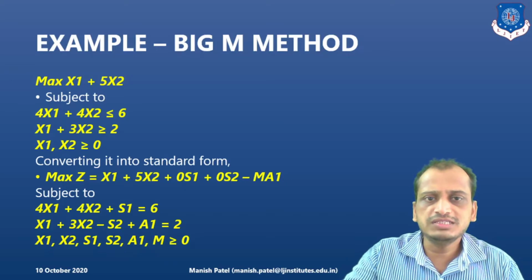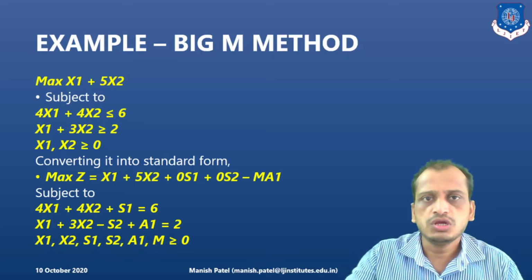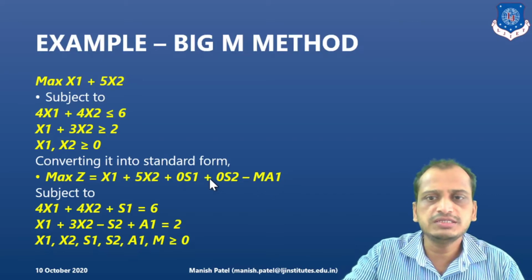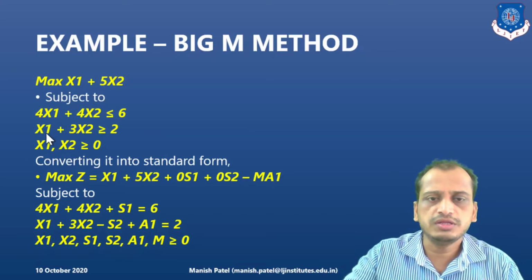So if you convert this into a standard form, x1 plus 3x2 minus s2 plus a1. Why have we introduced a1? Because this is an artificial variable we have introduced so that its contribution in the objective function is nullified with the introduction of minus M, big positive number M. And the first constraint, 4x1 plus 4x2 plus s1 is equal to 6.